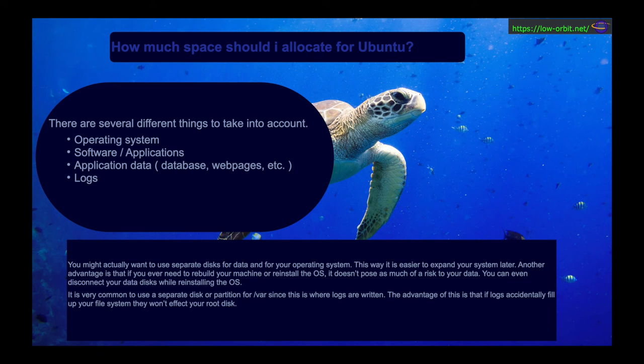All right, so you might actually want to use separate disks for data and for your operating system. This way, it's much easier to expand your system later. Another advantage is that if you ever need to rebuild your machine or reinstall the OS, it doesn't pose as much of a risk to your data. You can even disconnect your data disks while reinstalling the OS. It's very common to use a separate disk or partition for var, since this is where your logs are written. The advantage is that if the logs accidentally fill up your file system, it won't affect your root disk. A lot of things to consider. And putting your OS separately from your data is really convenient.